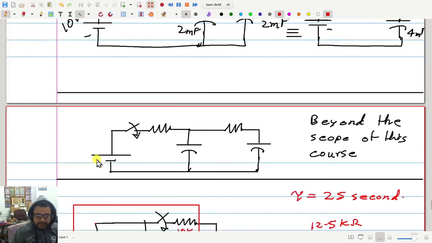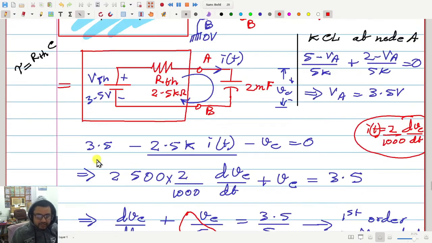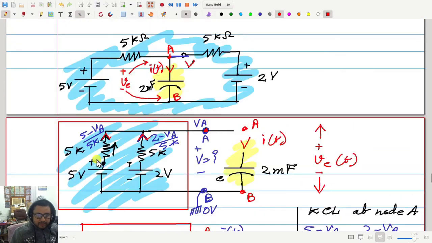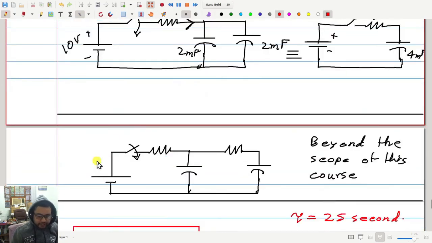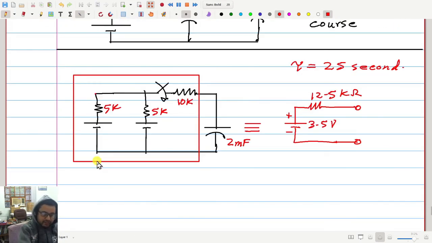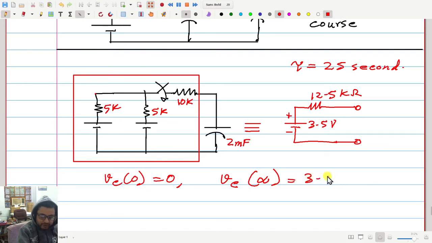Was the circuit like this in the previous case? The situation was different. Okay, previously it was different. So for this circuit, VC0 will be 0, and how much will be the final value of the voltage VC infinity? 3.5. Okay, then you can easily solve it.